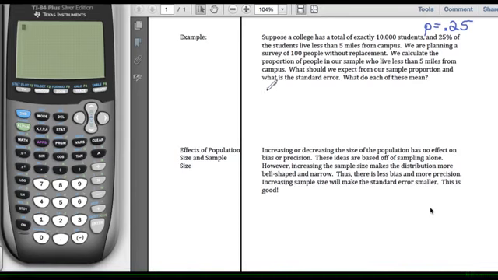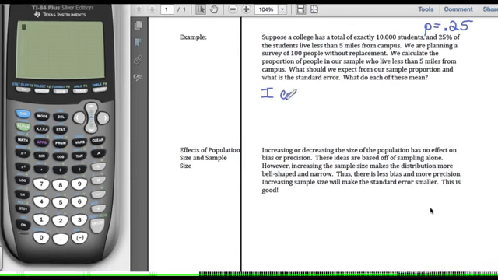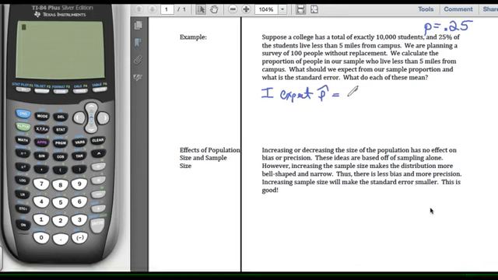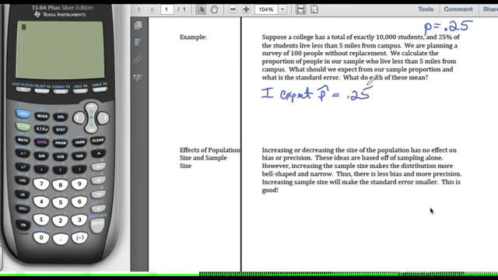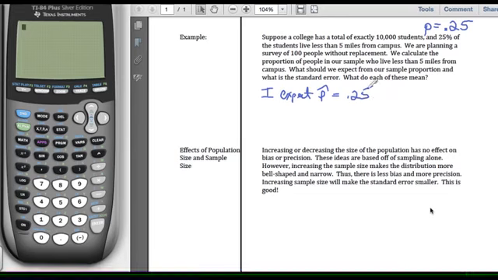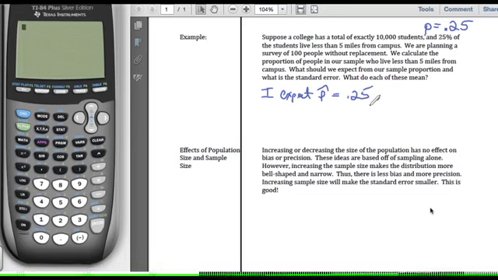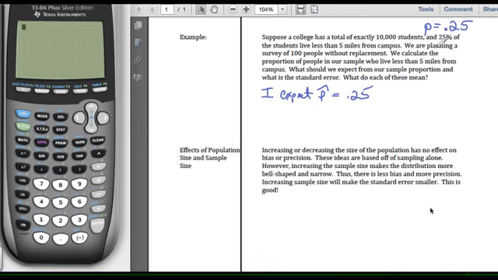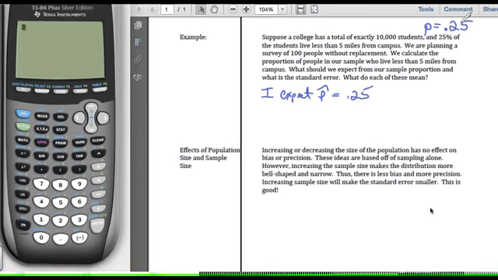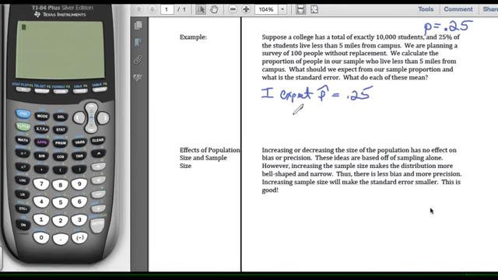So I'm going to say I expect P hat to be 0.25. I'm going to expect that my question is clear and concise, that we take a random sample. So my sample proportion shouldn't be 80% live less than 5 miles from campus or 5%, but it should be fairly close to 25%. So if I had to pick one number to describe it, I would pick 0.25.